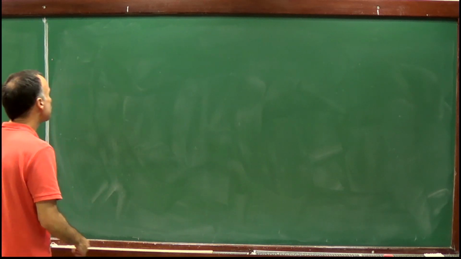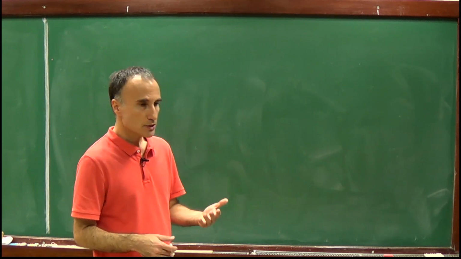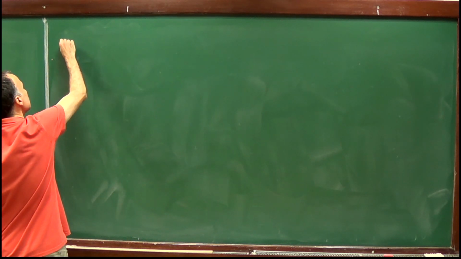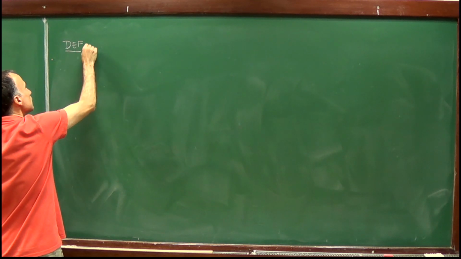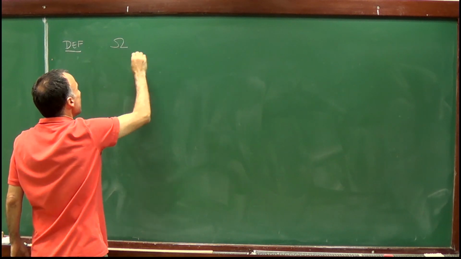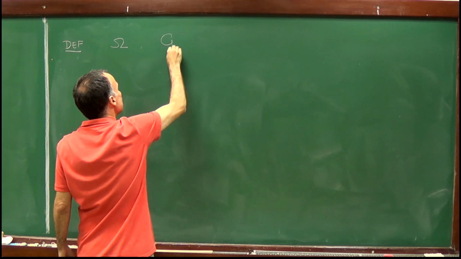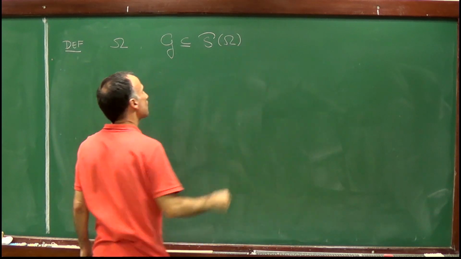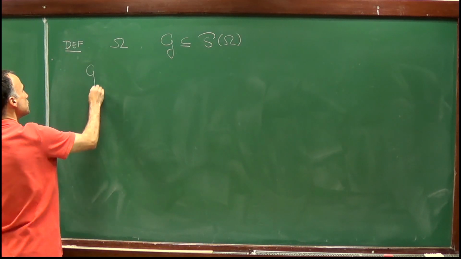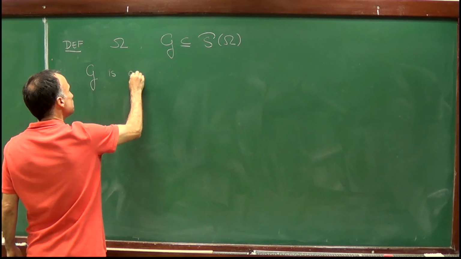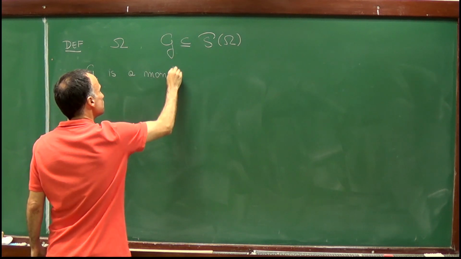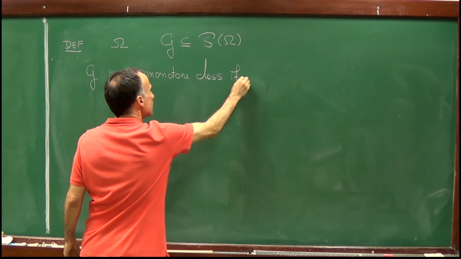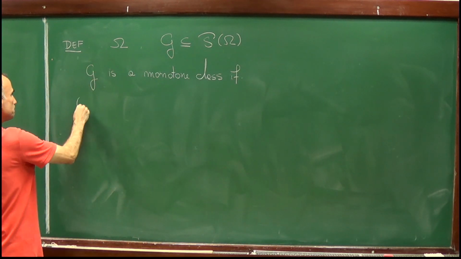The proof will rely on the concept of monotone classes. So let me define what a monotone class is. Let's say that we have a set omega, and we have a class, let's call it G, of subsets of omega. I will say that G is a monotone class if G fulfills two conditions.